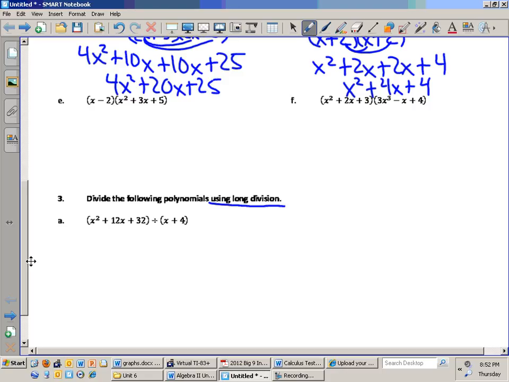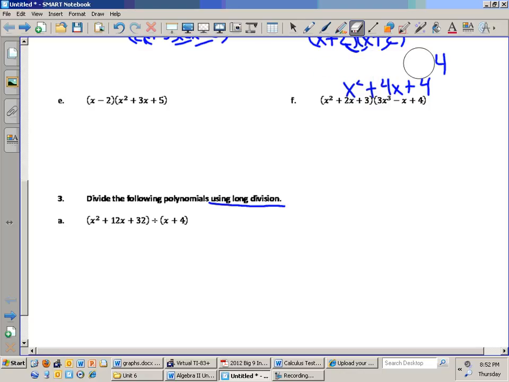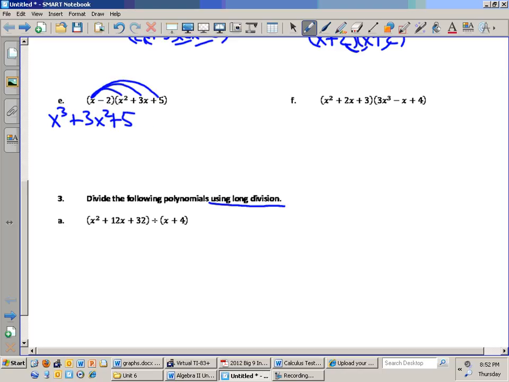Notice in this situation that you have a trinomial. I'm going to erase the stuff above to be able to give me a little bit more room to work. We have a binomial and a trinomial. We just got to be a little bit more careful about our terms. Same approach. X times x squared is x to the third. X times 3x is 3x squared. X times 5 is 5x.